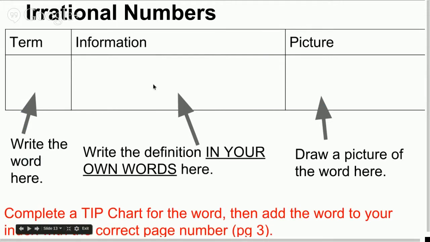All right, please make a tip chart for irrational numbers and then add it to your index. Go ahead and pause it.